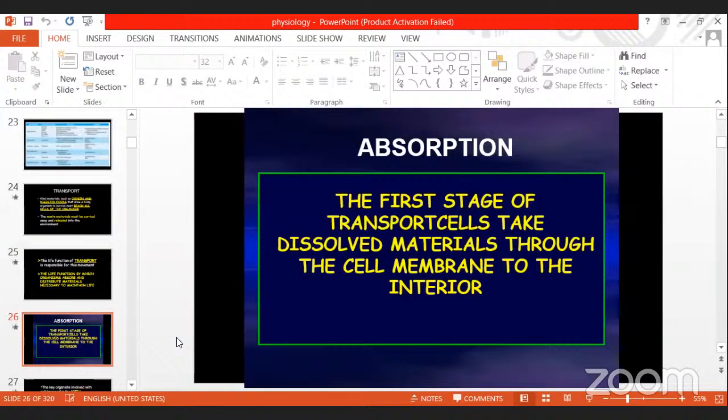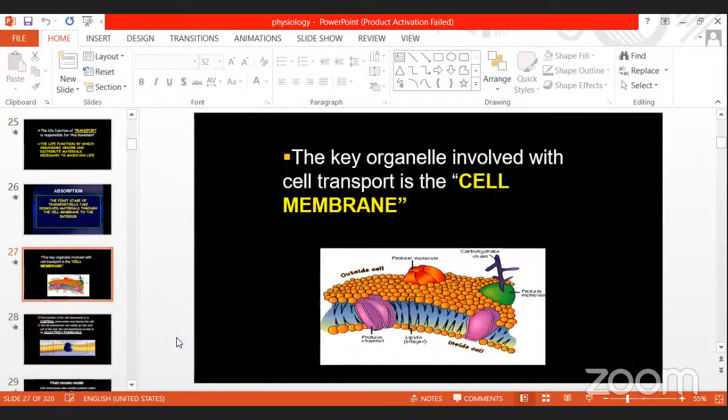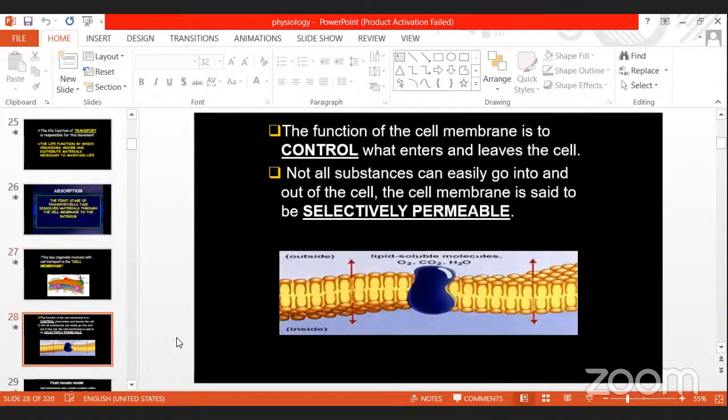So the absorption process is the first stage, which takes the dissolved materials through the cell membrane to the interior. So substances are dissolved and taken inside the cell. That is the absorption procedure. And for that, the key membrane involved is the cell membrane. For absorption, the cell membrane is the major part.